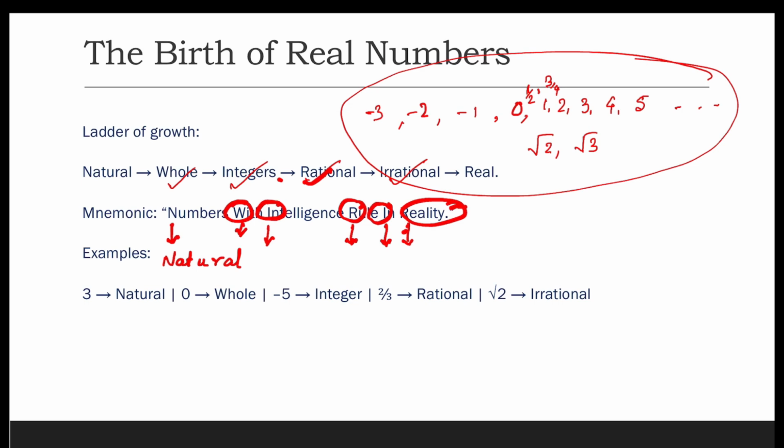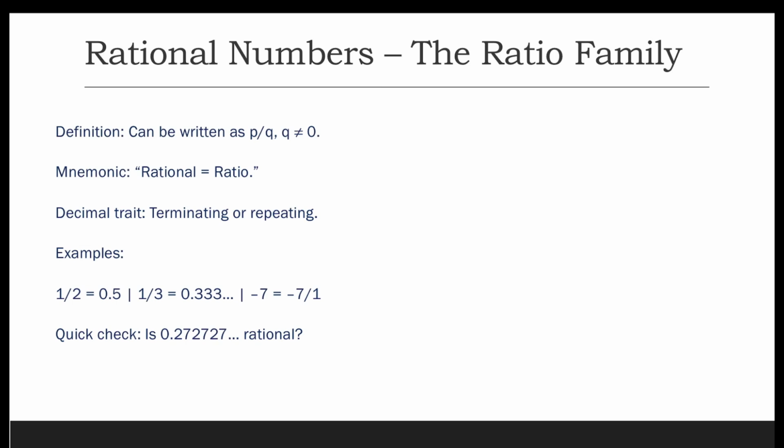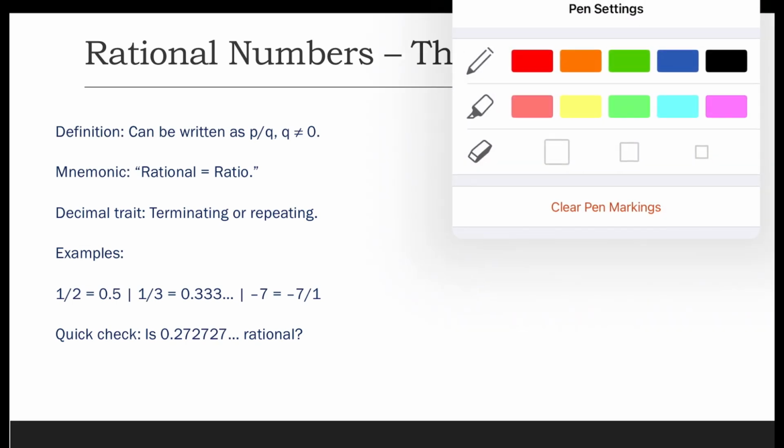Now the examples: 3, naturally it's a natural number. 0 is a whole number as we saw here. -5 is an integer because that's a negative number. 2 by 3, a fraction, is a rational number. Square root of 2 is an irrational number. Now let's take some other color.